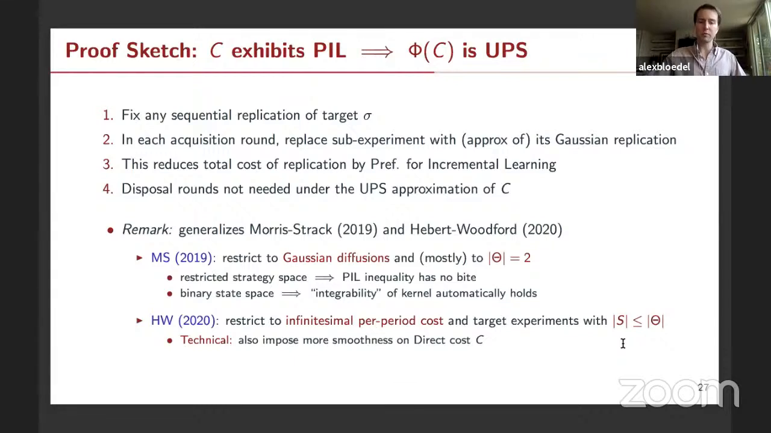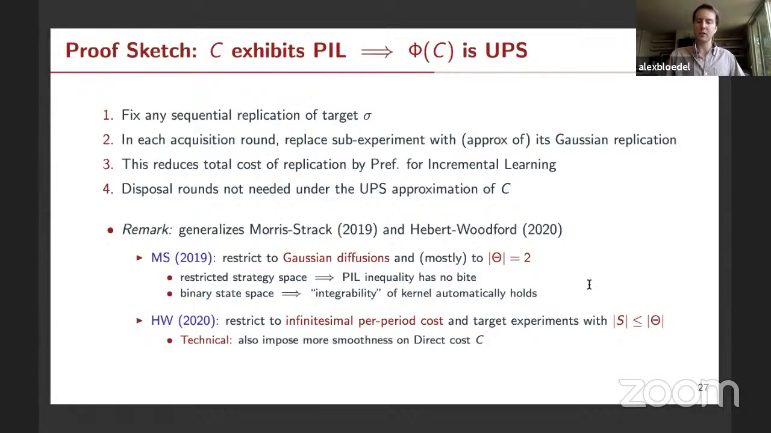This direction of the theorem is closely related to and generalizes the main results in Philipp's paper with Stephen and a related paper by Ben Hebert and Mike Woodford. The difference from Morris and Strack is that they exogenously restrict to Gaussian diffusion signals and for the most part focus on the binary state case. With this restricted strategy space, the main preference for incremental learning inequality has no bite. And as I mentioned earlier, with binary state space, this integrability condition on the kernel also automatically holds. Both of these things are needed in our more general model.